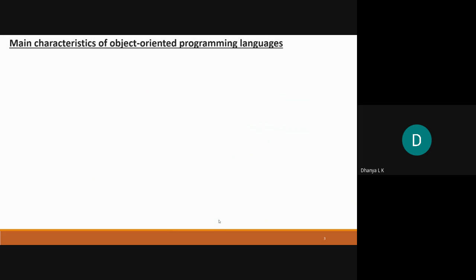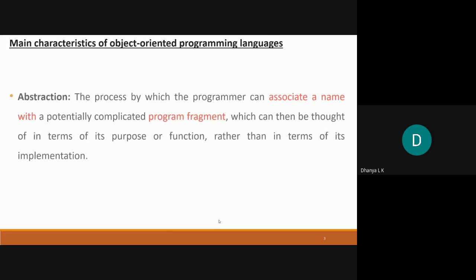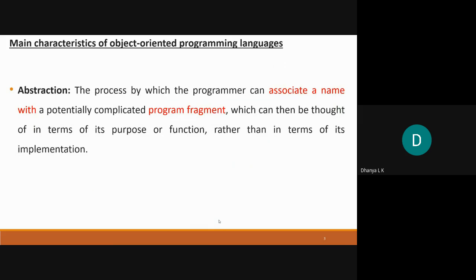These concepts you are all familiar with, but I am refreshing the topics. What are the main characteristics of object-oriented programming languages? The first one is abstraction. What do we mean by abstraction? Abstraction means we are hiding irrelevant information from the user. How will we implement abstraction in a program? We will implement abstraction using the function concept or subroutine concept.